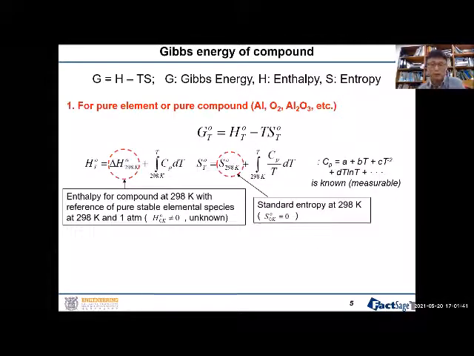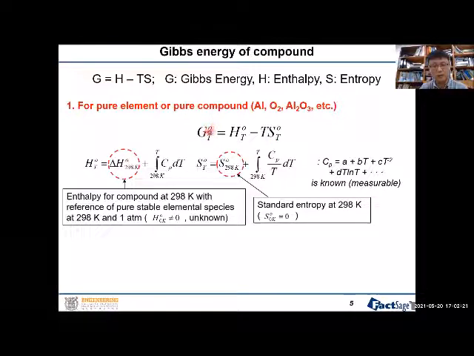But the most important thing we're learning in thermodynamics is typically Gibbs energy, especially in the material engineering department, where we learn thermodynamics through the Gibbs energy. Gibbs energy equals enthalpy minus T entropy. Now let's look at how we develop all the thermodynamic equations. For a pure element or pure compound, like pure aluminum, solid, liquid, or gas, or oxygen gas, Al2O3 in solid or liquid phase, the Gibbs energy can be written this way: G equals H minus TS.